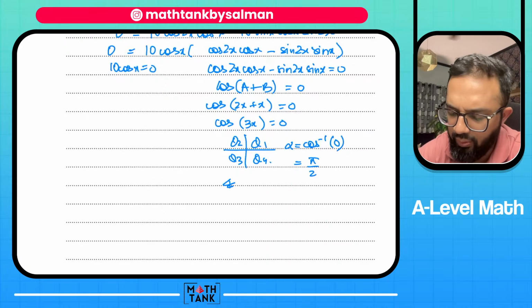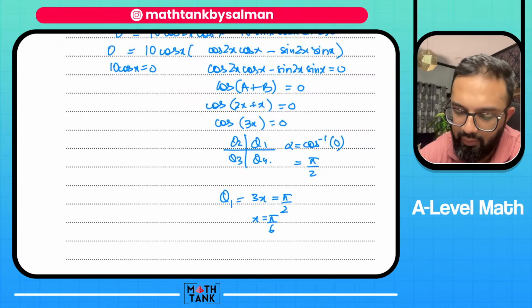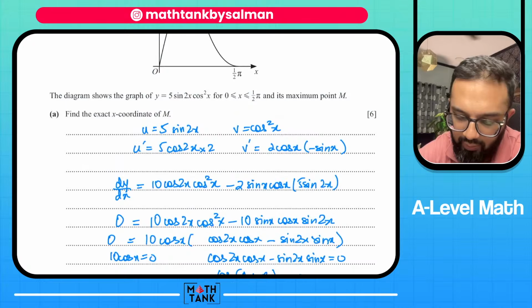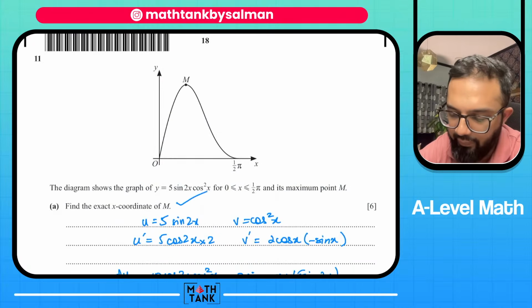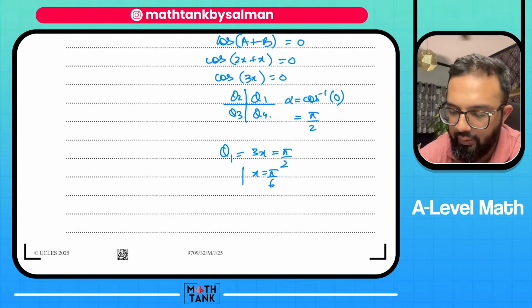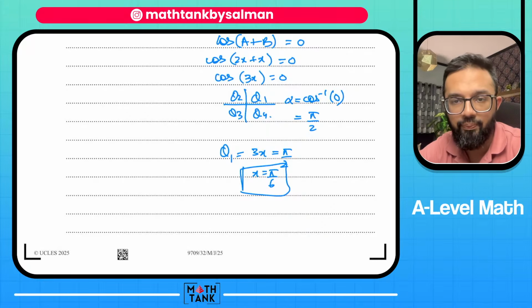So I'm just going to take quadrant 1. Why? Because it's the first turning point that I want to see. Quadrant 1 is then 3x equals to pi over 2. X equals to pi over 6. Was that the question? It says x coordinate of m. I found that. That should be my final answer. Let's verify total marking scheme.